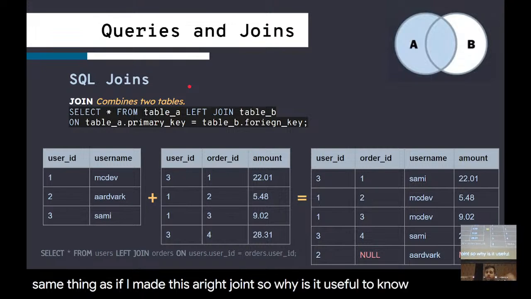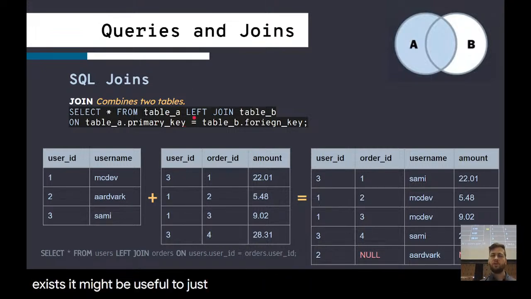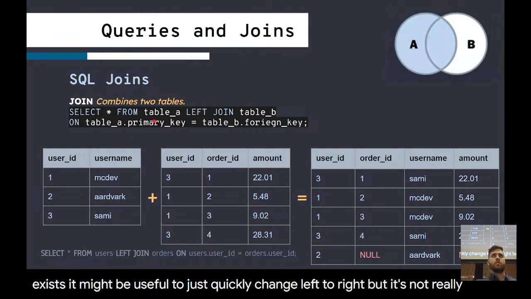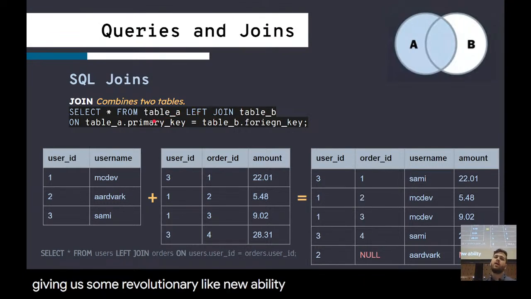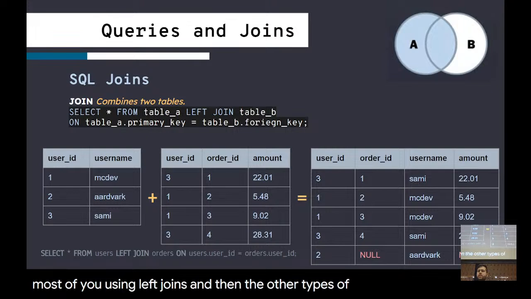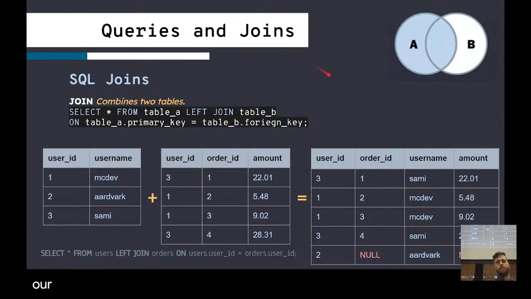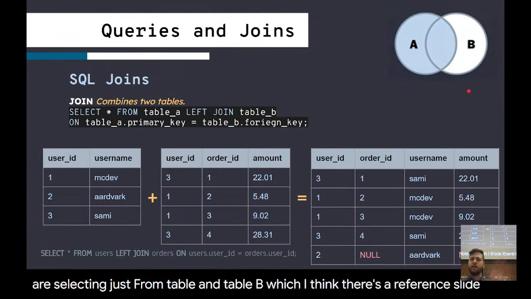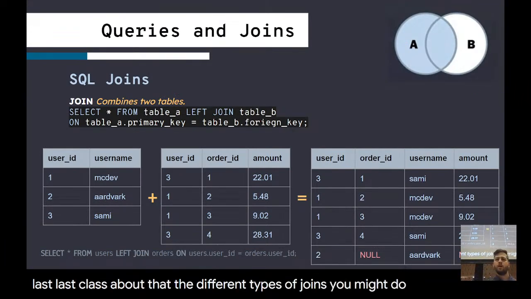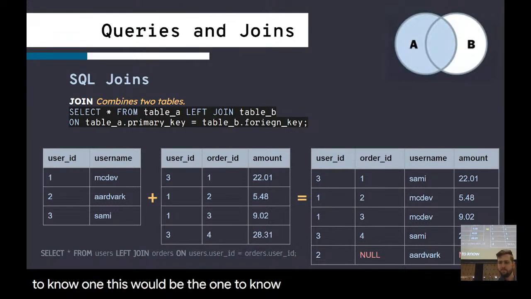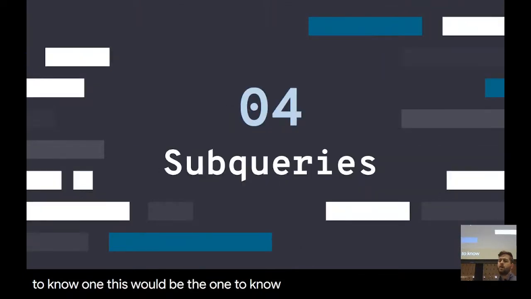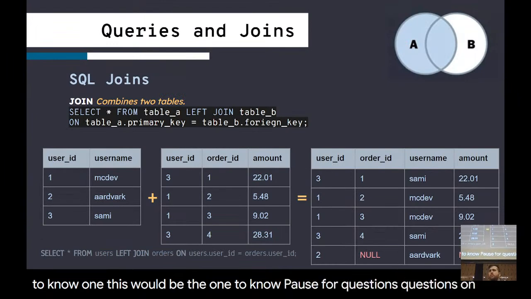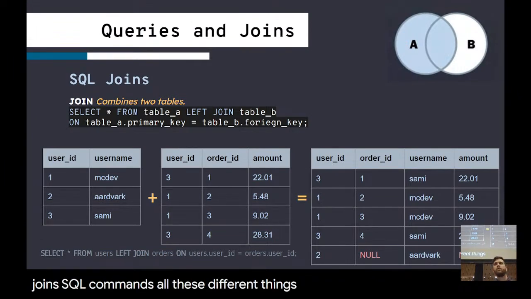So why is it useful to know that right join exists? It might be useful to quickly change left to right, but it's not really giving us some revolutionary new ability. So typically, as a developer, I imagine most of you using left joins. The other types of joins you might see are selecting everything from table A and table B, and I think there was a reference slide last class about the different types of joins you might do. But if you had to know one, this would be the one to know. So, quick pause for questions. Questions on joins, SQL commands, all those different things that we covered.